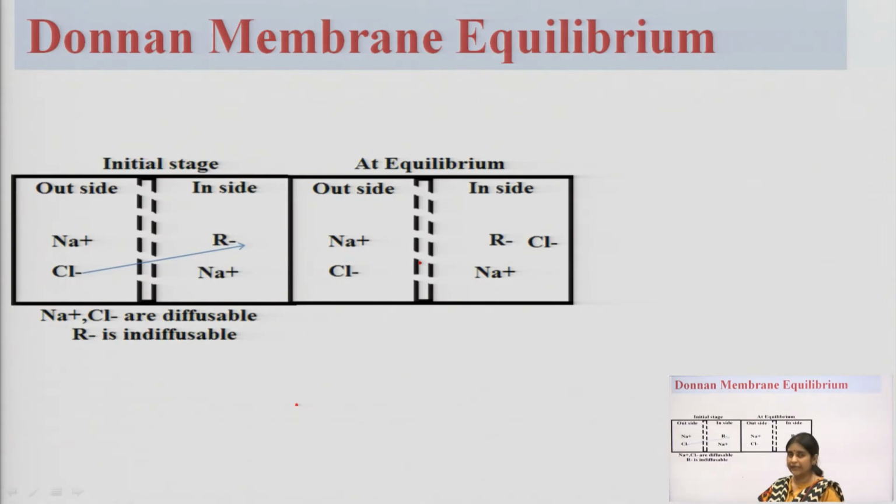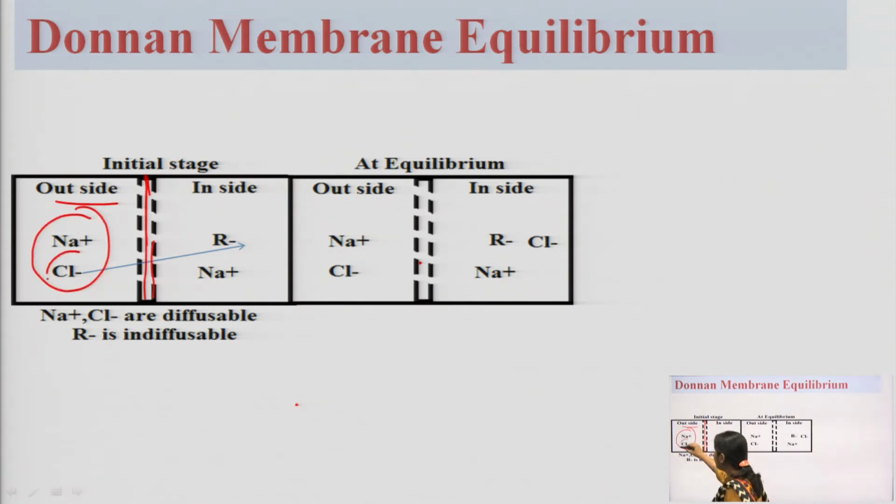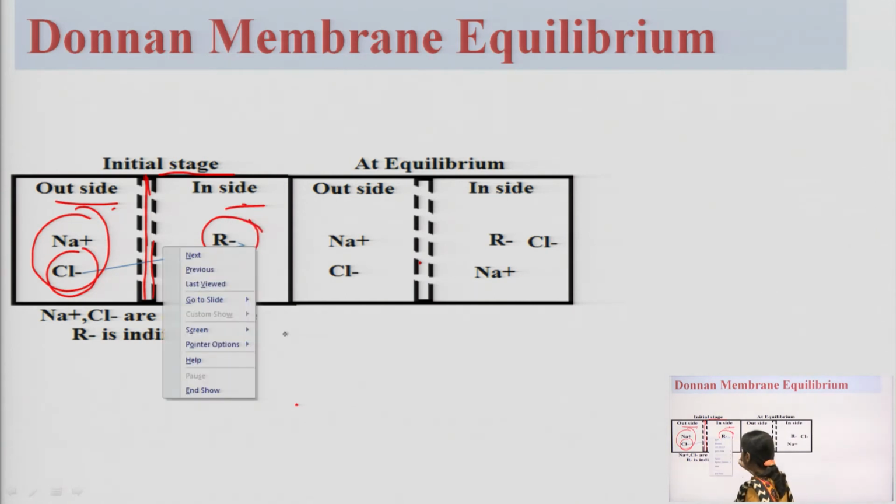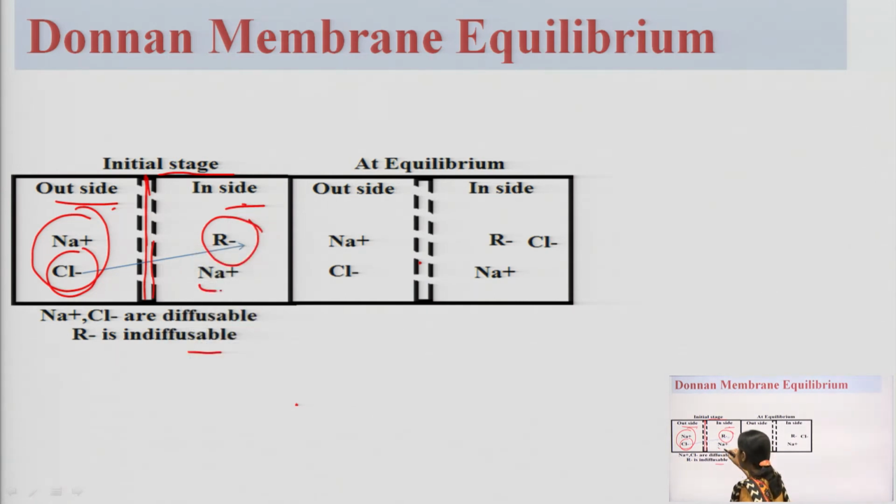So, we will study in details. Suppose for example, we have taken a chamber and inside this chamber we have a semi-permeable membrane. We have kept sodium ion and chloride ion in this chamber at the initial, starting stage, and in the inner membrane we have kept the indiffusible R minus anionic polyelectrolyte and the Na plus. Okay. And at equilibrium what will happen?